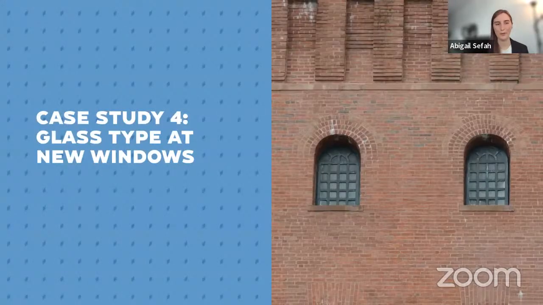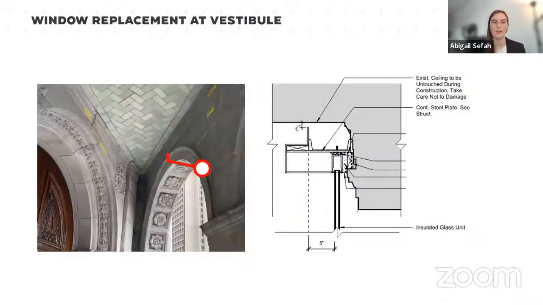Okay, let's move on to our fourth case study, in which a client was trying to explore different glass types for use at new windows. This project is located in Boston. It's at a historic church that was constructed around 1905.